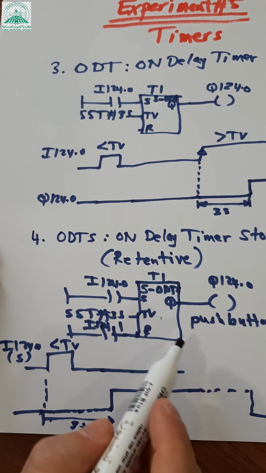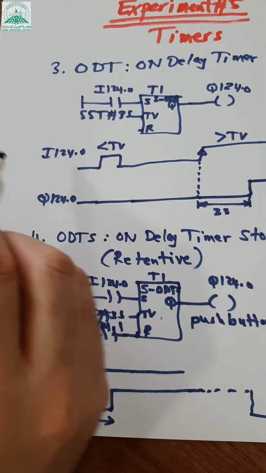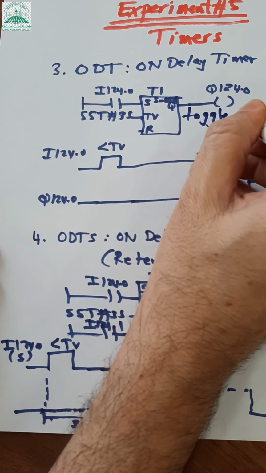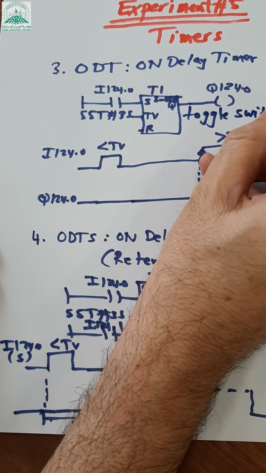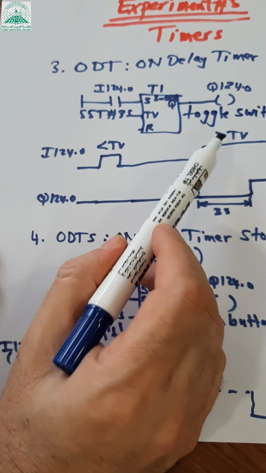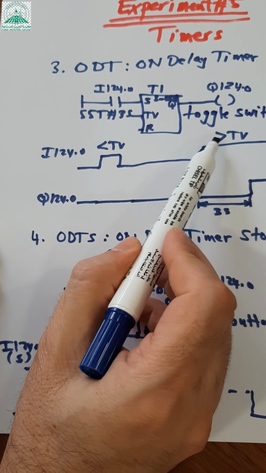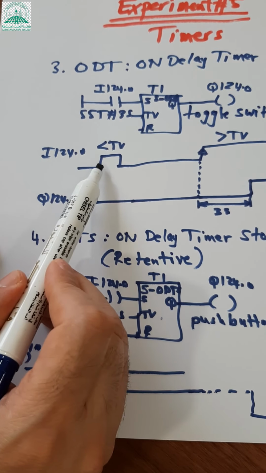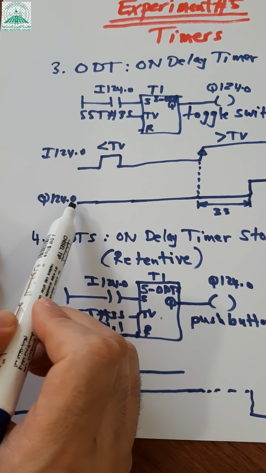This one is suitable for a push button. This one is suitable for a toggle switch. You have to use a toggle switch and ensure that the toggle will be on for a long period, which is greater than the TV value. For a short period, the timer will not work.